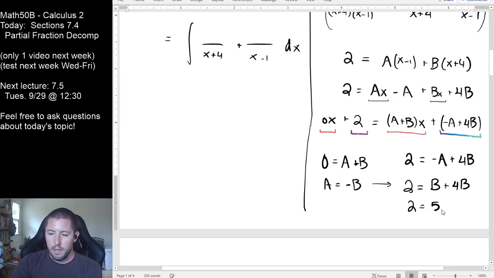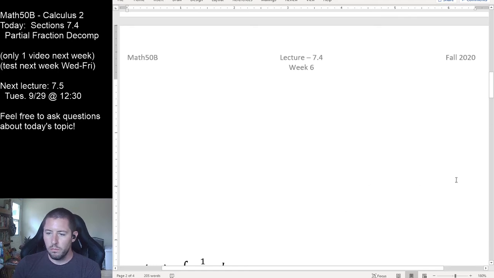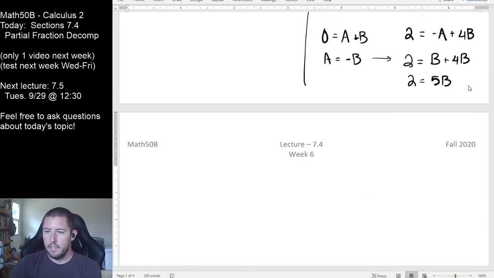So it looks like 2 is going to be 5b, and it looks like we have just solved for our first of our two parameters here. It looks like we're going to get b is 2/5. Further, I know that b is going to be the same thing as the opposite of a, and so it must be the case that a here is going to be negative 2/5.